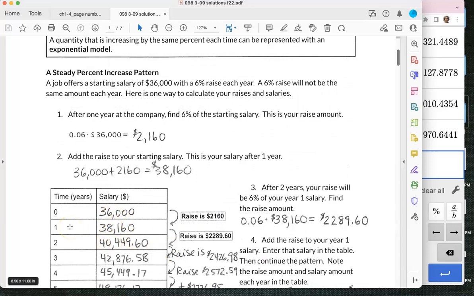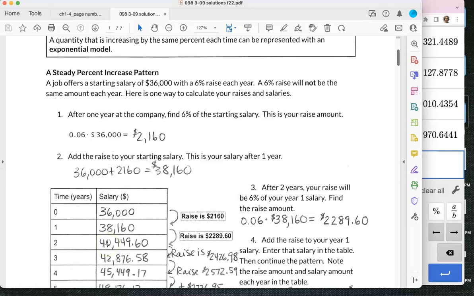In order to get your second raise amount, you would take 0.06 times 38,160. And that's how you get this raise amount. And so then we would take 38,160 plus 2,289.60, and that gives us our new salary for year 2.